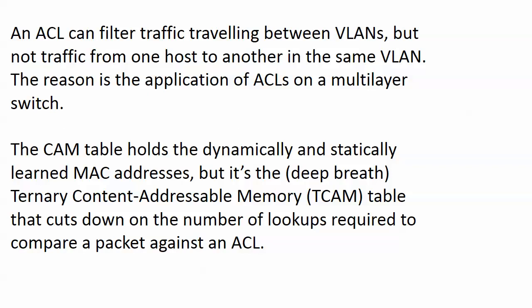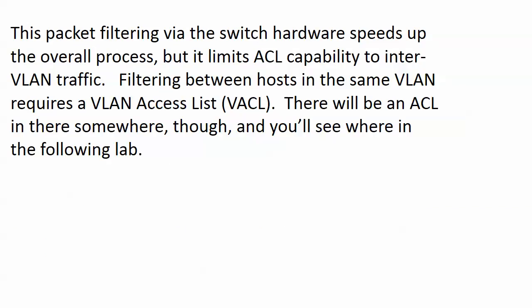Now, the CAM table, we know all about that. CAM table, MAC address table, physical address table, whatever you want to call it, contains all the dynamically and statically learned MAC addresses. But it is the ternary content addressable memory table, the TCAM table, that cuts down on the number of lookups required to compare a packet against an ACL. Now you hear that and you go, Chris, that's a wonderful random fact. What does that have to do with my life? Well, here's what it has to do with ACLs. This packet filtering via switch hardware speeds up the overall process, which we're all for, but it also limits ACL capability to inter-VLAN traffic.